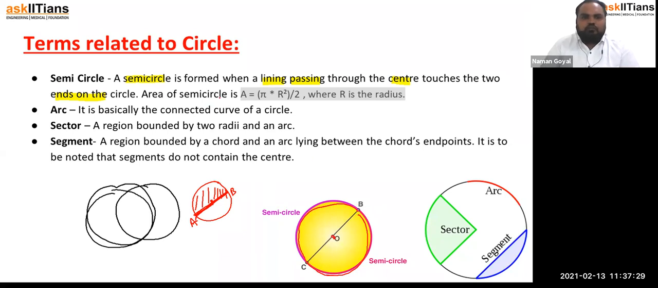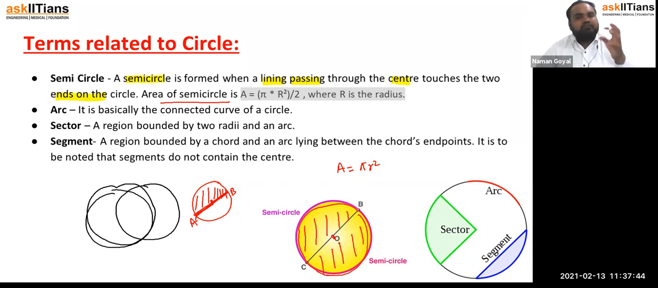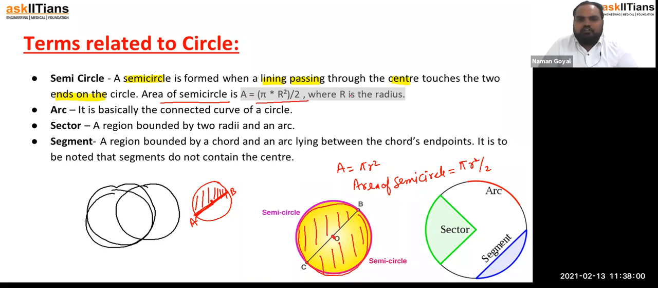Now if I'm talking about the area of a semicircle, the area of this complete circle is pi r square. If I want the area of the semicircle, what does the diameter do? It divides that circle into two equal areas, right? So the area of a semicircle is pi r square by 2, isn't it? Because we just halved that area, so it will be pi r square by 2, where r is the radius of the circle.